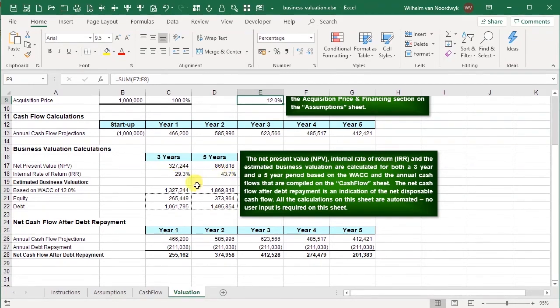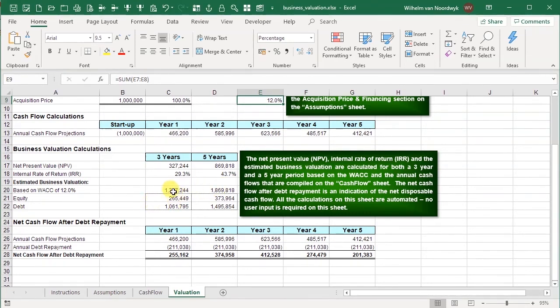So those are, in this example, good rates. And then we calculate the estimated business valuation. So we're saying based on the equity and debt ratio that's included in the weighted average cost of capital, after 3 years, this business is estimated to be valued around 1.3 million, and in 5 years' time, 1.8 million. So this template is basically designed for small and medium enterprises. So that's why we work over a short investment period of 3 and 5 years. So that gives you an indication of what the business valuation should be.